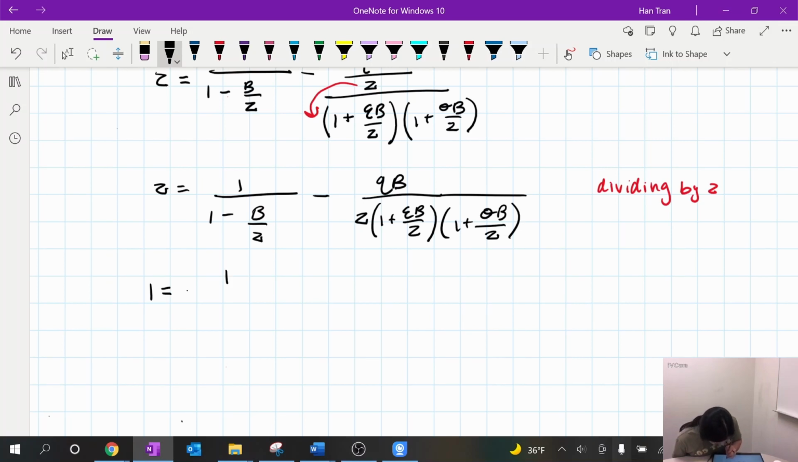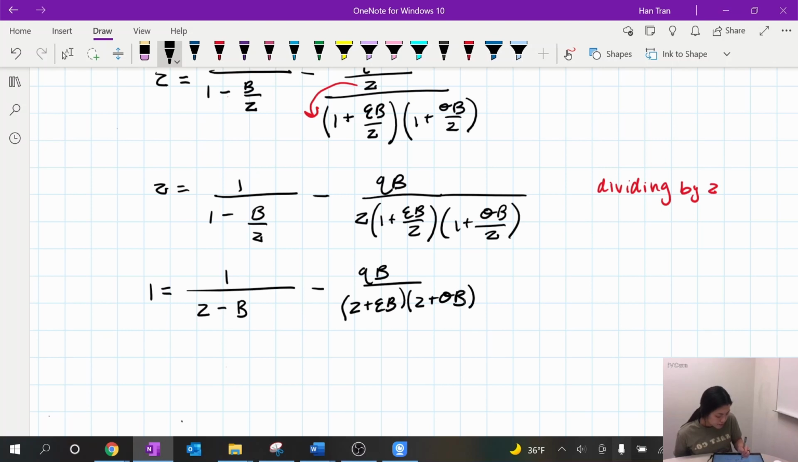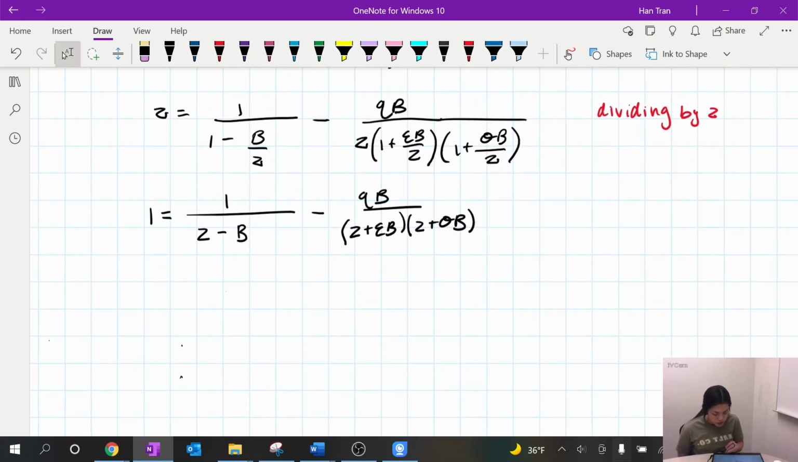1 equals 1 divided by Z minus beta minus Q beta divided by the quantity of Z plus epsilon beta times the quantity of Z plus sigma beta. So now what we're going to do is get like denominators and pretty much just expand this out into the cubic polynomial expression. So let's do this step by step.